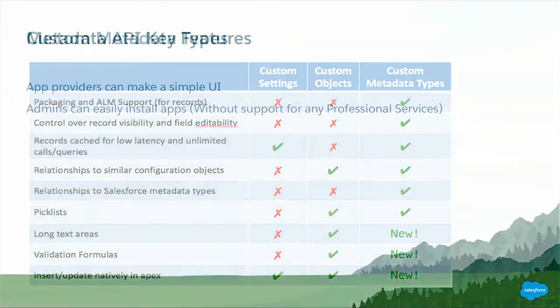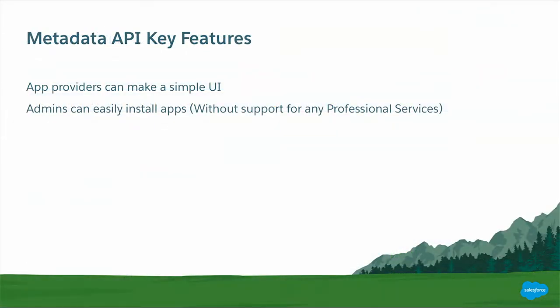So that's a quick background on custom metadata type. Now let's move over to metadata API. The basic purpose of custom metadata API is that the app provider can build a simple user interface, which can then be used by admins to set up and store their custom metadata information.